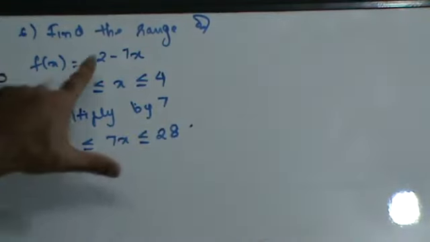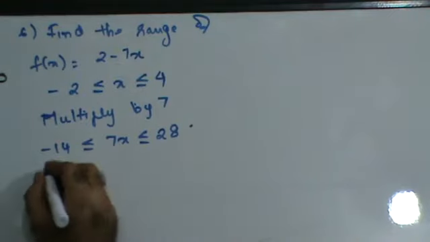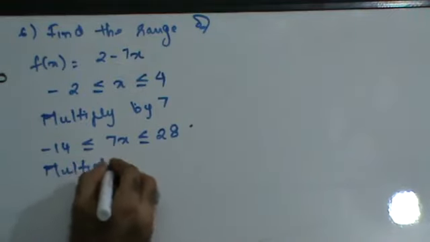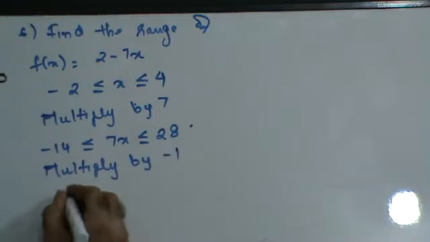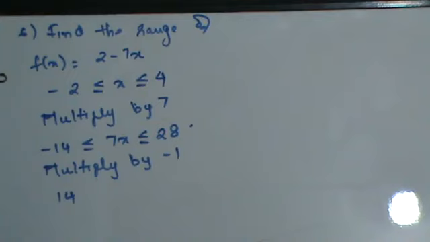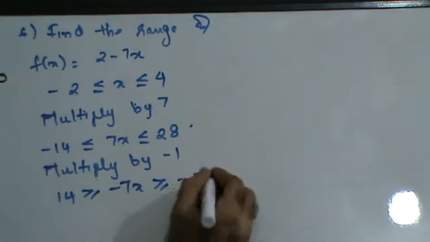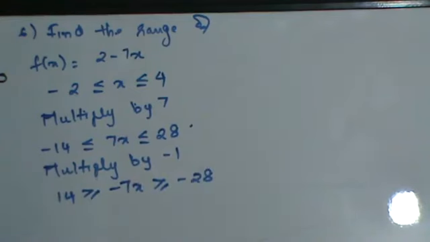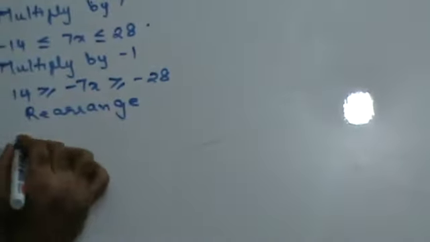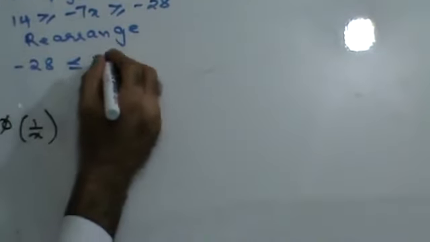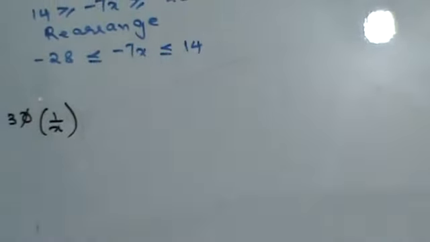I want minus 7x. To get minus 7x, I will multiply by minus 1. So this will become 14. Now, when you multiply by minus 1, the inequality reverses. So this will become greater than minus 7x, greater than minus 28. When you multiply by negative sign, the inequality reverses. Please remember this rule. Now rearrange the data. If I rearrange, this will become minus 28 is less than minus 7x is less than 14.